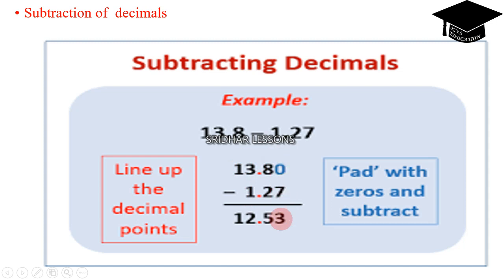0 minus 7 is 3, 8 minus 2 is 5 because we have 1 here, and 13 minus 1 is equal to 12. So the value is 12.53. Observe carefully, very similar to that of addition of decimals.